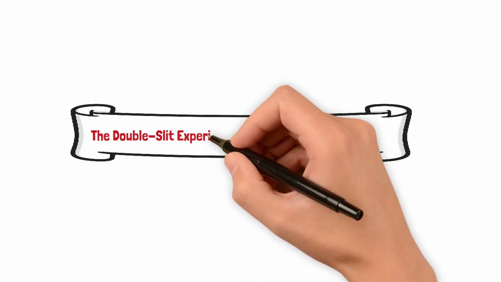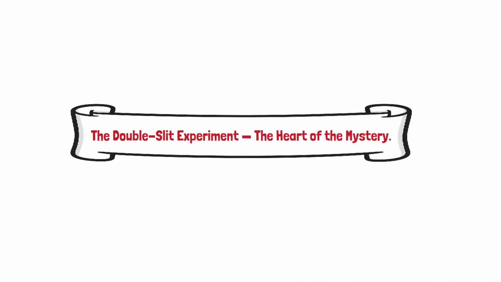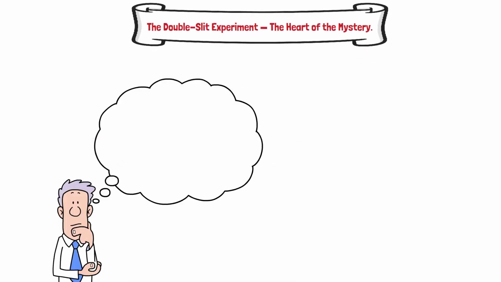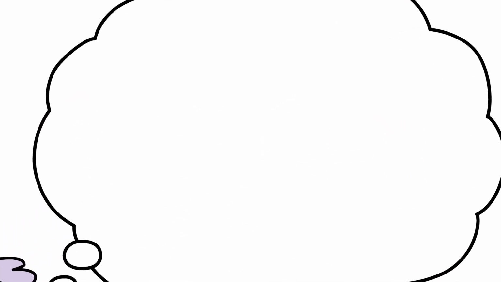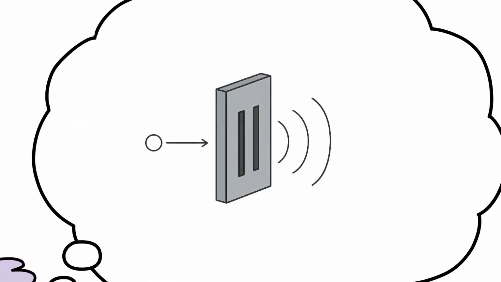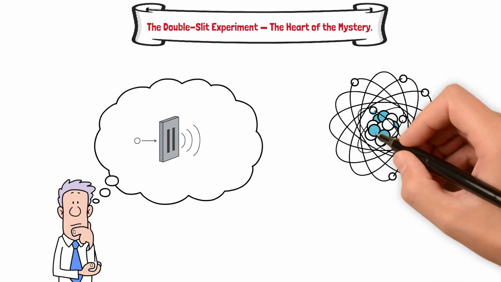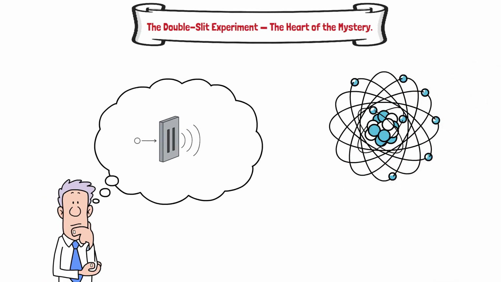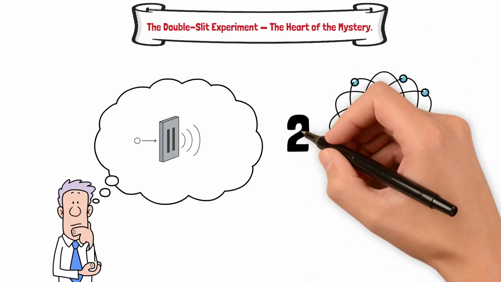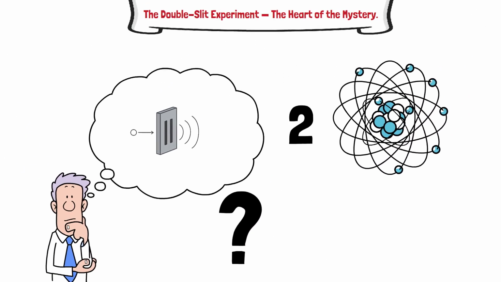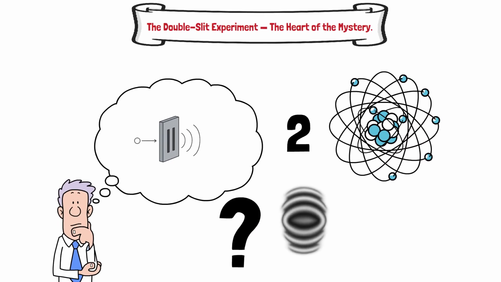The Double-Slit Experiment, the heart of the mystery. Imagine firing tiny electrons one by one at a barrier with two narrow slits. If electrons were just particles, they should pass through one slit or the other, creating two bands on a screen behind. But what actually happens is astonishing. They form an interference pattern, just like waves.